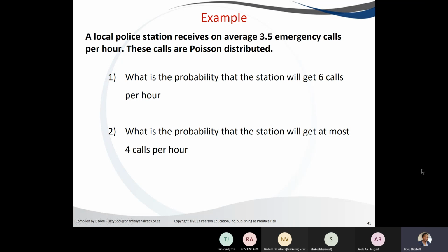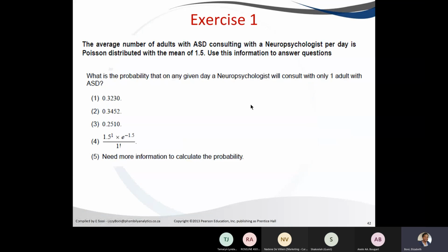There is your exercise. Let's go to the real exercise. I just want to demonstrate something with it. This is one of the other questions that you might get in the exam. It says the average distributed mean follows a Poisson with an average mean of 1.6. What is the probability that on any given day, a neuropsychologist will consult with only one adult with ASD? They're asking which one of those statements is correct.